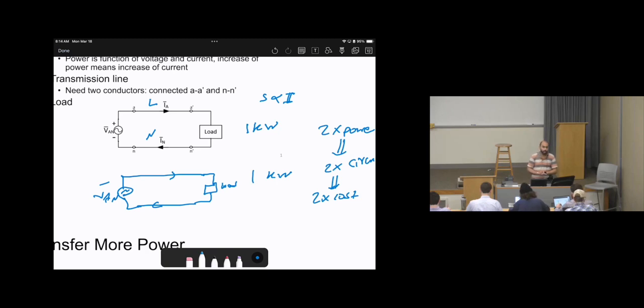Can we find a way to make it cheaper than that? Yes, we can. How? This is positive, this is negative. This is positive, this is negative. Can we make a common negative? Yes, we can.